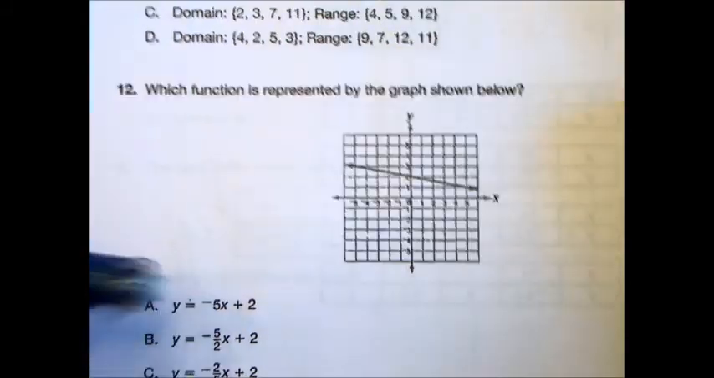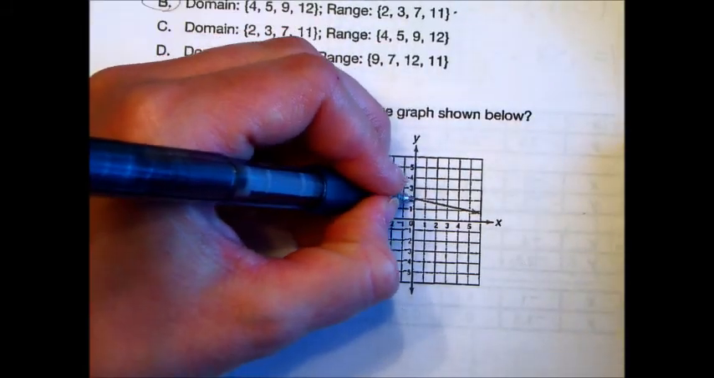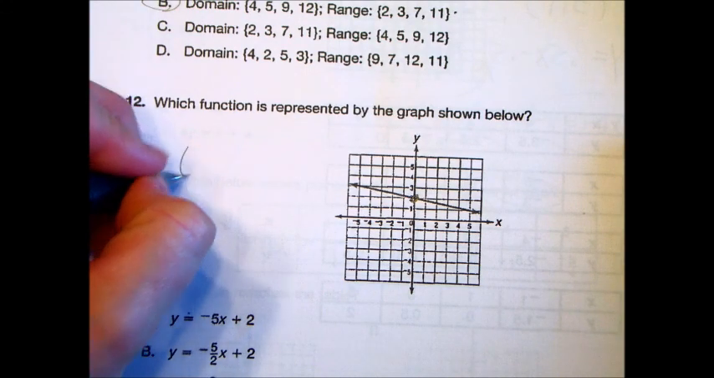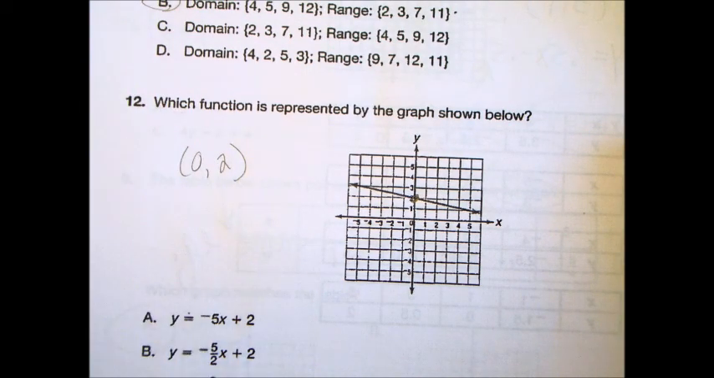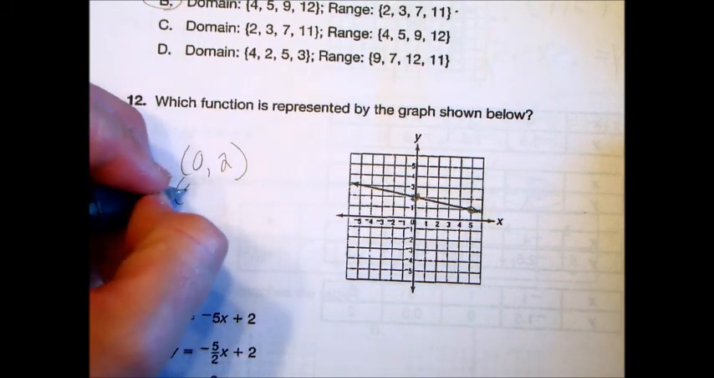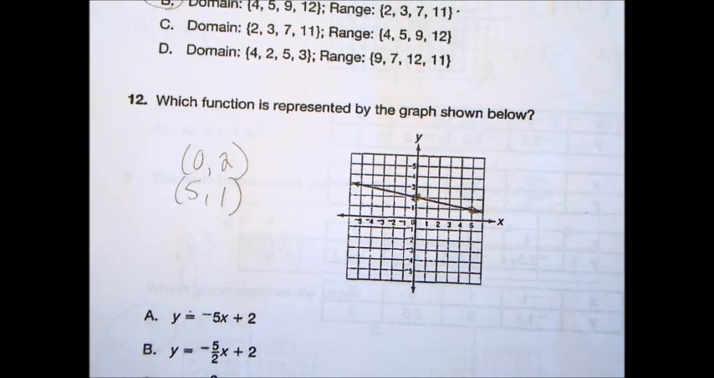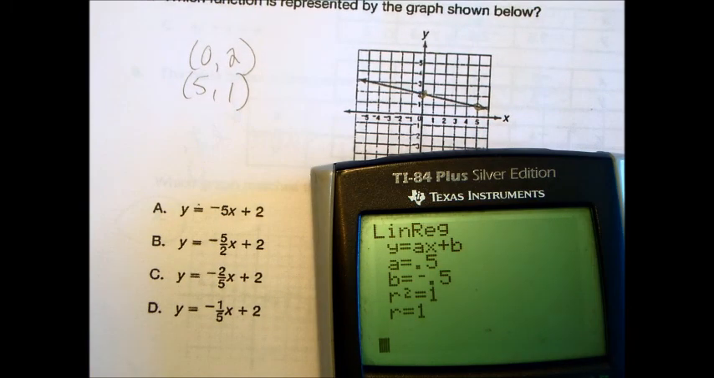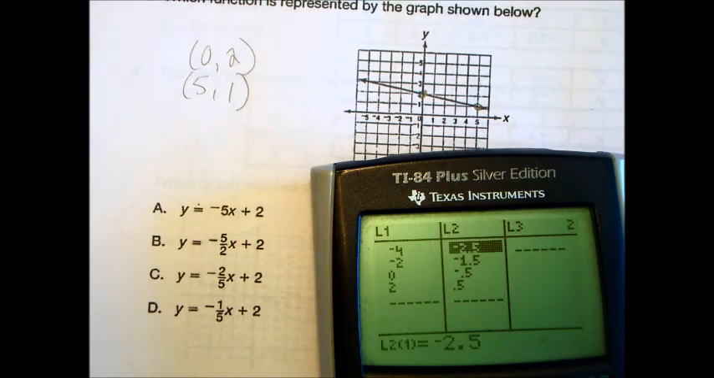What is the function represented by this graph? Well, looky, looky, archway cookie. I have my point of 0, 2. I have another point of, where's another clear-cut point? Maybe like this one down here, 5, 1. Let's see which one matches. You have to pick clear-cut points, though, otherwise this isn't going to work so well for you.